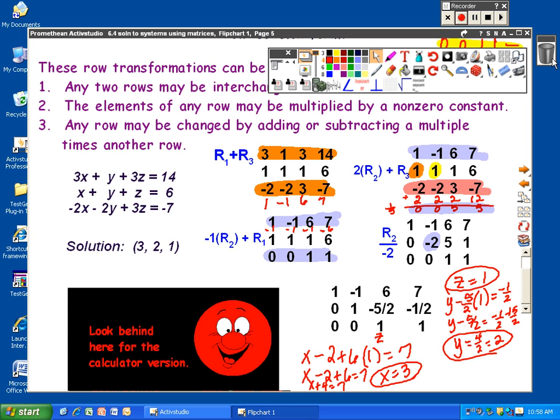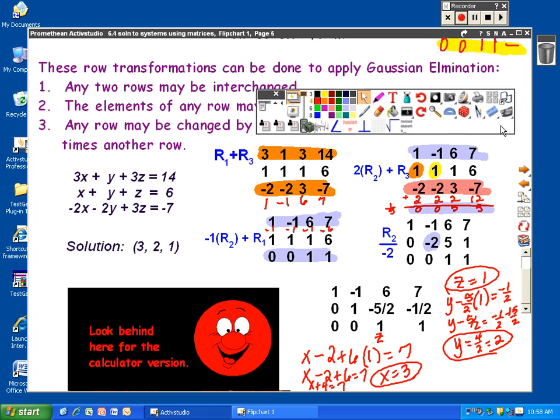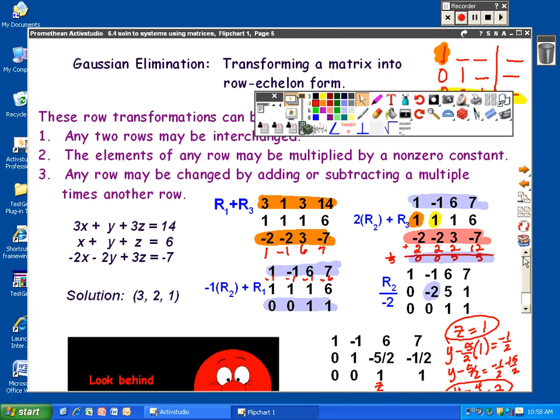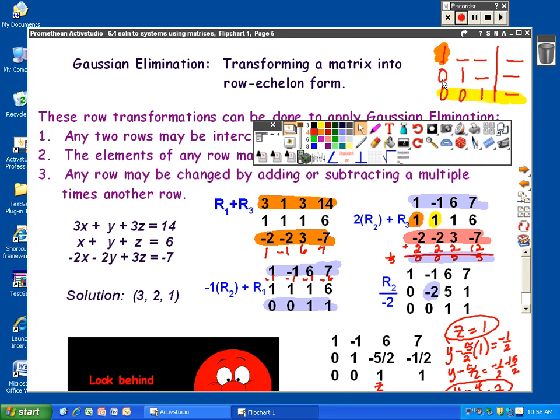That's how you do Gaussian by hand. And you will have to do some by hand. And there are different ways to go about it. But as long as you get to where you have a 1, a 0, 1, a 0, 0, 1, you should be okay.